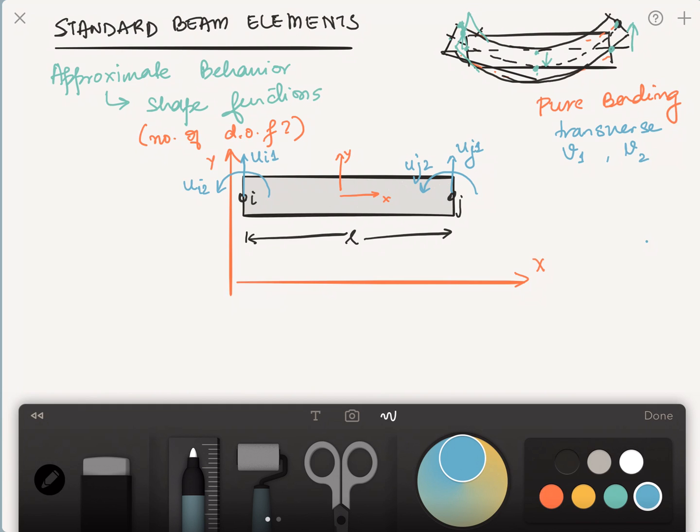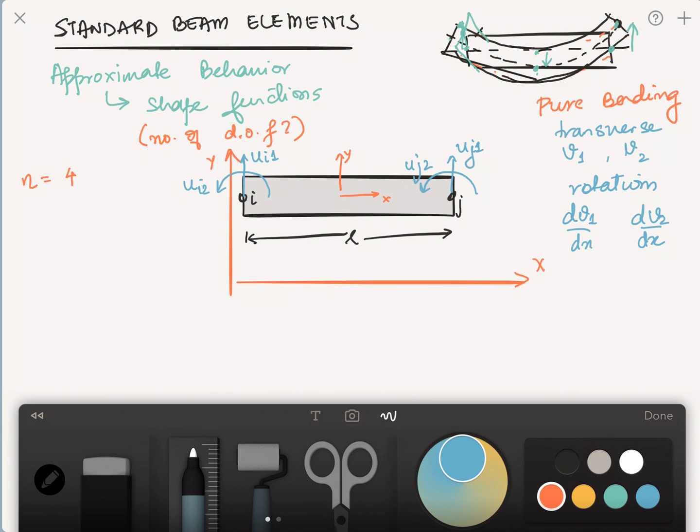Those are transverse displacements, and the rotations ui2 and uj2 are derivatives of the transverse displacements. So rotations are then written as dv1/dx and dv2/dx. That of course comes from the curvature. You've already derived or seen that in the standard beam formulations that we saw in the previous video. So now you can see that the element has been defined in terms of degrees of freedom. The total number of degrees of freedom n is 4.